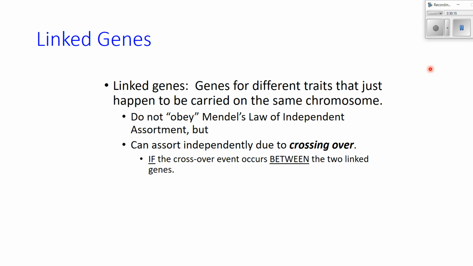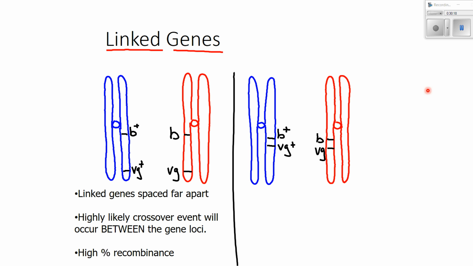And so just to illustrate this, I drew a picture of linked genes. The B represents a gene for body color. And you already know the VG represents wing shape: VG plus for normal wing and VG for vestigial wing. And like I said, B is for body color, and B plus is the normal gray. It's really more of a tan, but they call it gray body color. And b is the recessive mutation for black body, a really, really dark colored body.